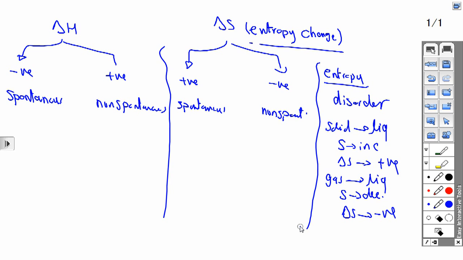If delta H is negative and delta S is positive, the reaction is spontaneous. If delta H is positive and delta S is negative, the reaction is non-spontaneous. But what if delta H is negative and delta S is negative, or delta H is positive and delta S is positive? In this case, we cannot determine whether the reaction is spontaneous or non-spontaneous by knowing delta H alone and delta S alone.